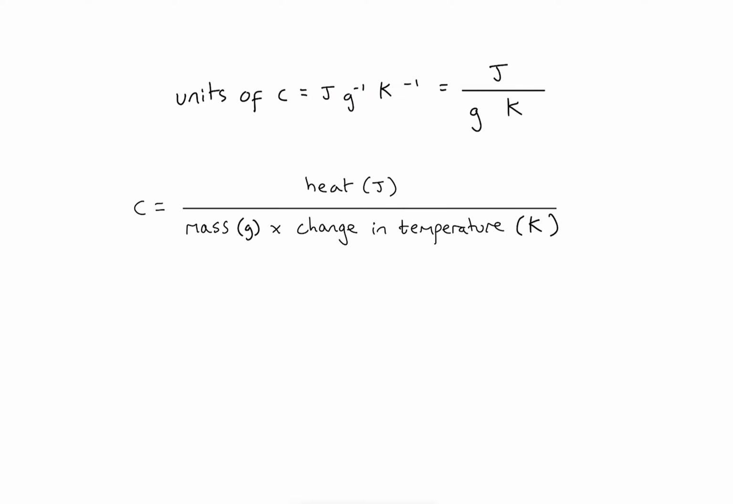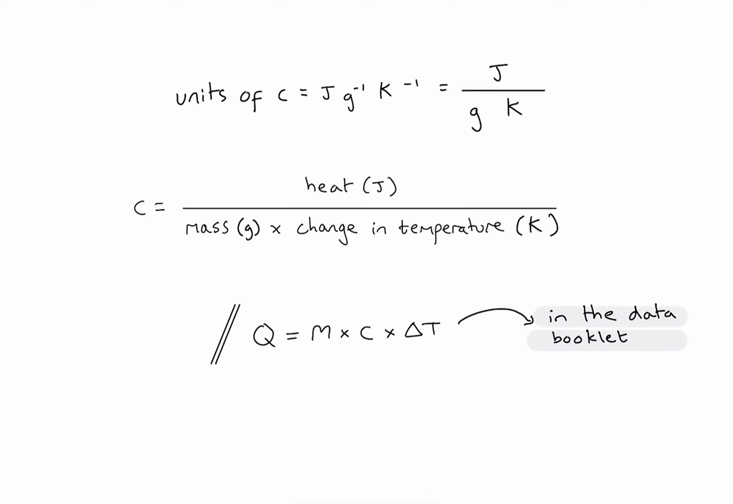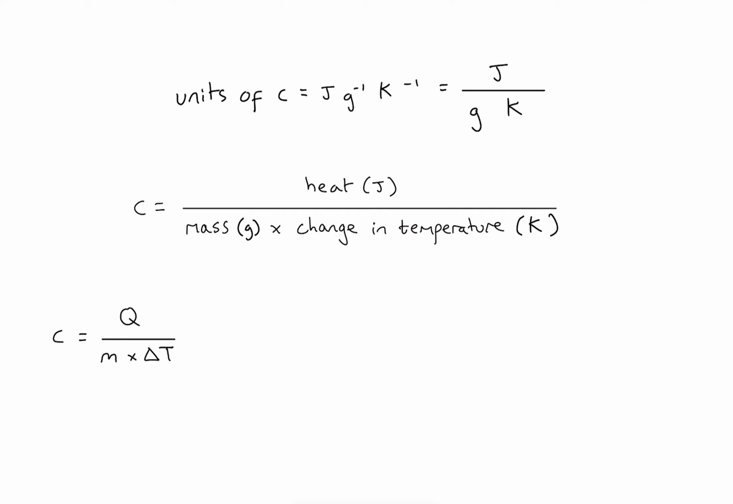So I know that my joules were representing the heat or the energy transferred to my substance. The mass in grams is referring to the substance itself. And then of course we've got change in temperature in Kelvin as well. Now if I know the symbols for those 3 variables, I can rewrite that in a nice simple formula. Heat we represent with a Q, mass we represent with an M, and change in temperature has that funny triangle symbol, which is technically called delta. So delta T means change in temperature.